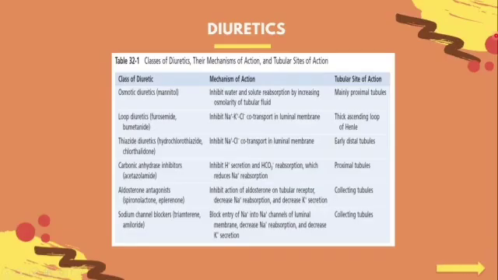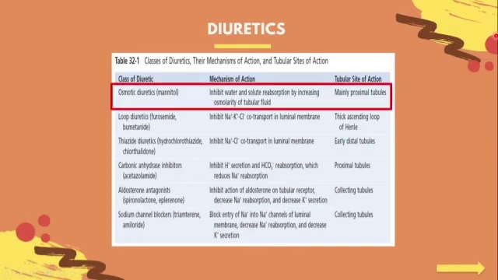Shown in this table are the different classifications of diuretics and their mechanism of actions. First, we have osmotic diuretics. This decreases water reabsorption by increasing the osmotic pressure of the tubular fluid.